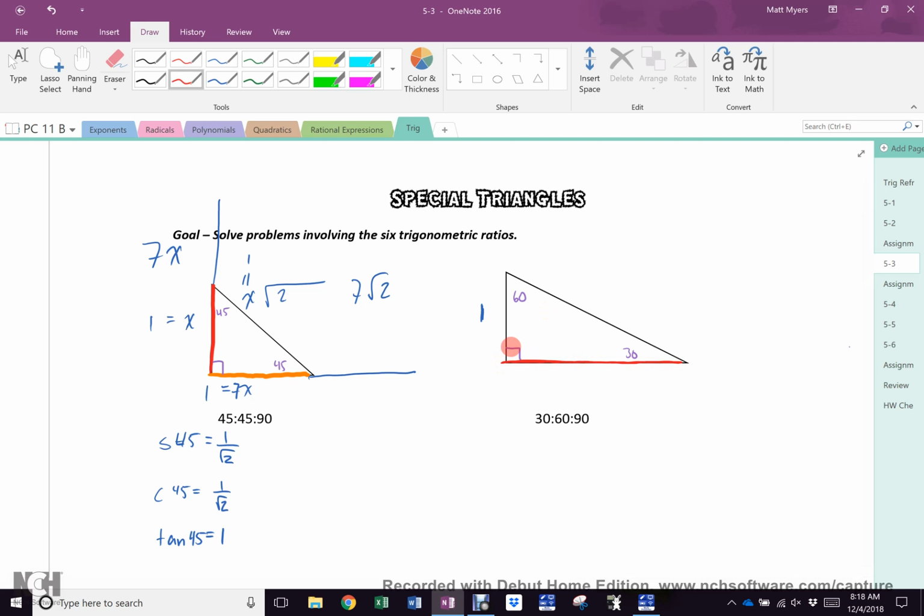I can do tan 30, because I can do opposite over adjacent, right? So tan 30 equals 1 over x, correct? Oh, I shouldn't use x. We've been using x. 1 over y. So what does that mean y is?